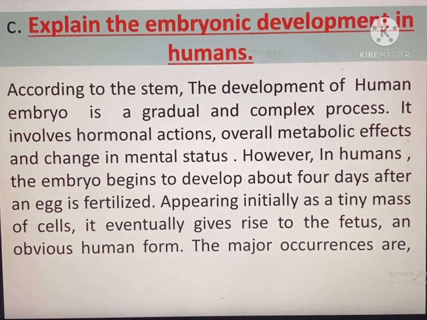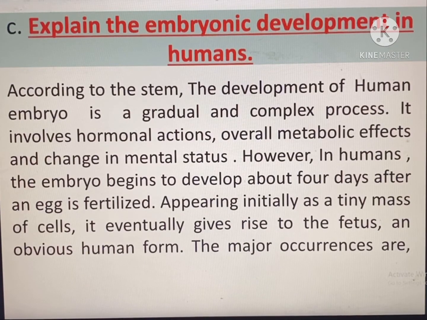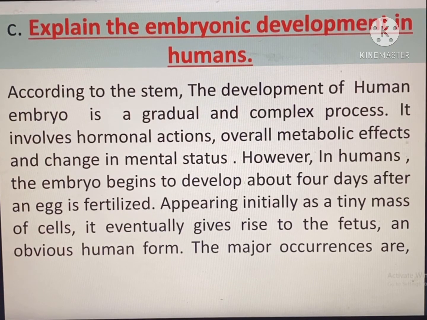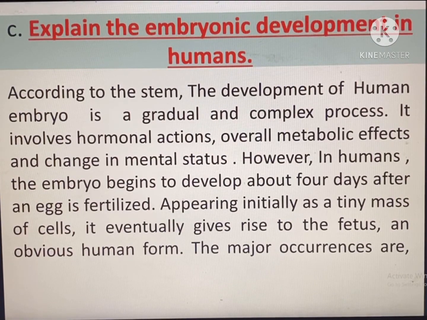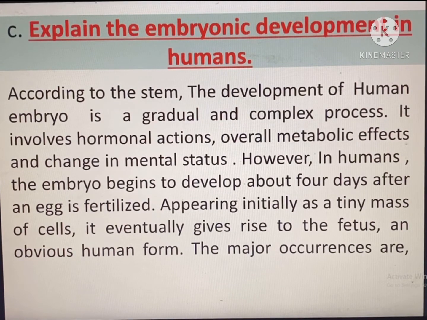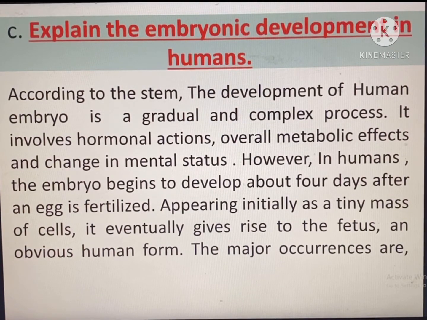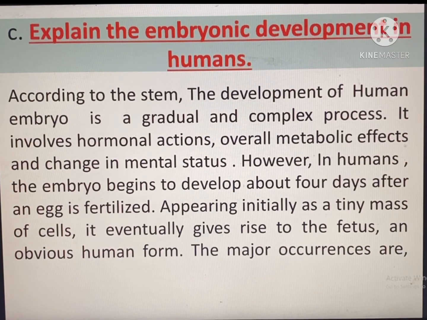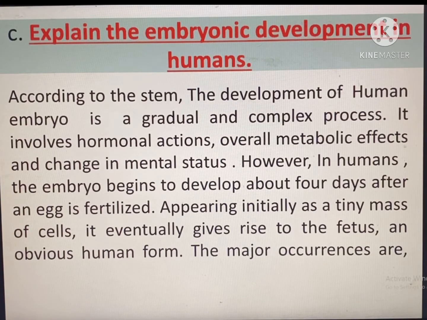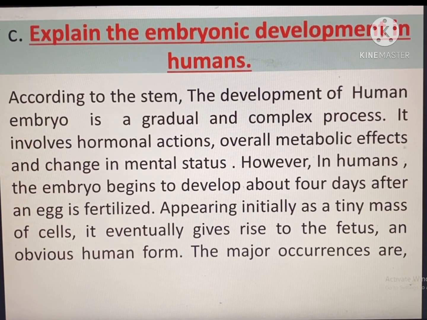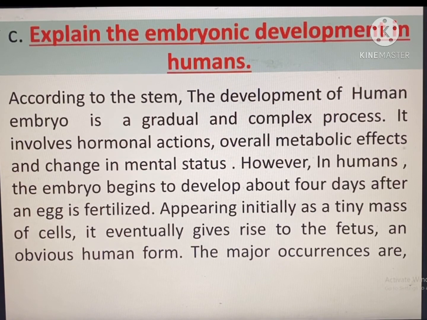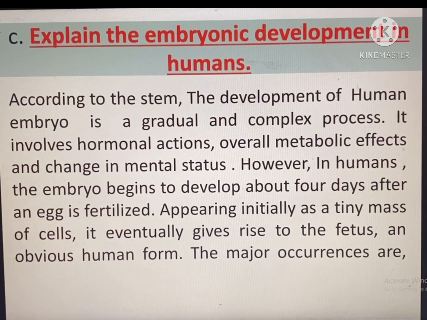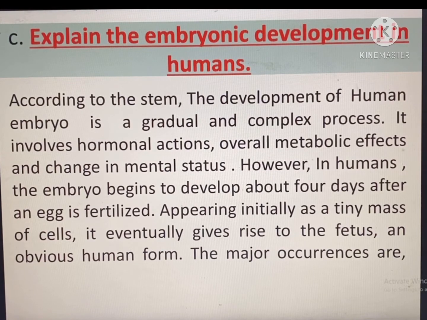Next one, explain the embryonic development in humans. According to the STEM, the development of the human embryo is a gradual and complex process. It involves hormonal actions, overall metabolic effects, and change in mental status. In humans, the embryo begins to develop about 4 days after an egg is fertilized. Appearing initially as a tiny mass of cells, it eventually gives rise to the fetus, an obvious human form.